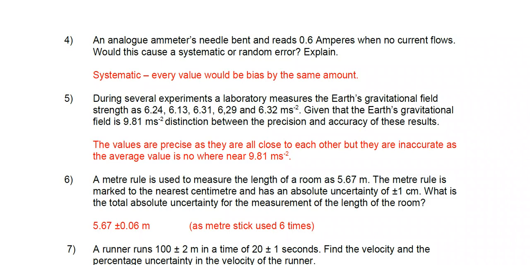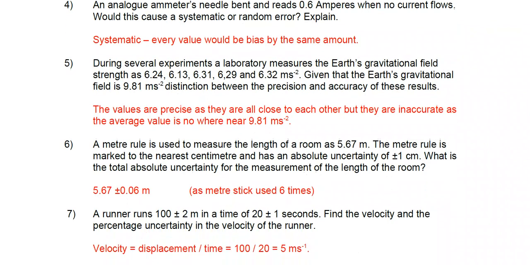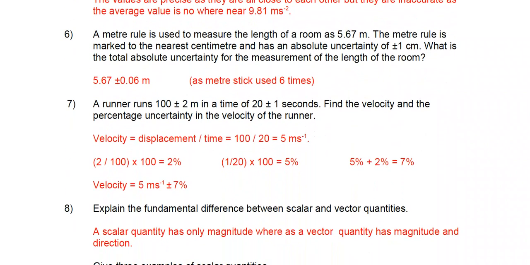a laboratory measures the Earth's gravitational field strength as 6.24, 6.13, 6.31, 6.29, and 6.32 meters per second squared. Given that the Earth's gravitational field is really 9.81 meters per second squared, explain the distinction between precision and accuracy of these results. Okay, well, the values are precise because they're all very close together, but they're inaccurate because the average value is nowhere near 9.81.